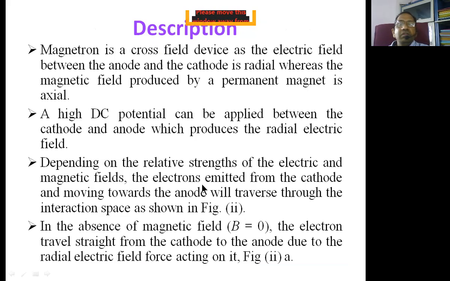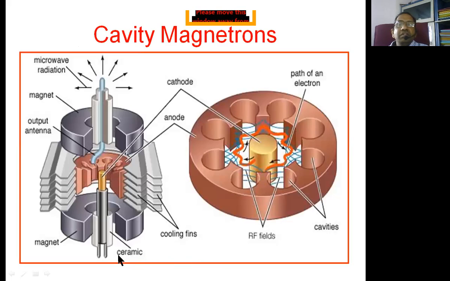That is the reason for generating the EM waves, because due to the interaction of the electric and magnetic fields, the EM wave is going to get generated. That is our theory. What is an EM wave? An EM wave is a child of the electric and the magnetic fields, where the electric and magnetic fields are perpendicular to each other. In the absence of the magnetic field, the electrons travel straight from the cathode to the anode due to the radial electric field force acting on them. So let us discuss this now.